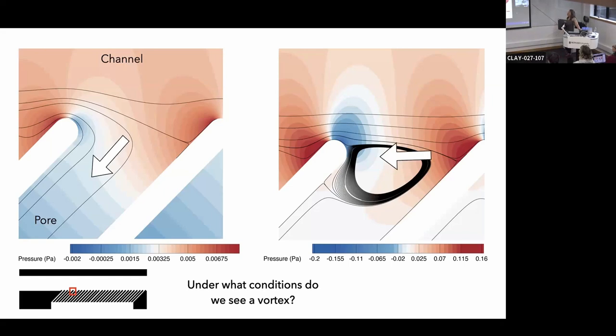And so did my pressure contour switch? Well, you can see right over here, there's a stagnation point. So this is where I've got a streamline that's coming like this. I have a stagnation point here that's building up a high pressure because this thing sort of slams into this little pore. And that high pressure is pushing stuff backwards. So whether or not I get this vortex depends on the relationship between the pressure in the pore, the pressure at the stagnation point, and the pressure in the channel.